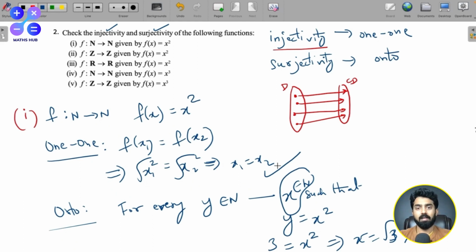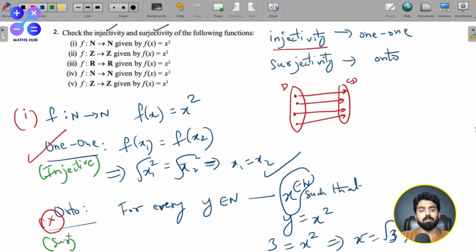Every element in the codomain, every element in y, will not have a mapping here. So 3 will not have a mapping, 5 will not have one, only the perfect squares will have a mapping. So this makes the function not onto. So this is one to one but not onto. Sorry, this is injective but not surjective.